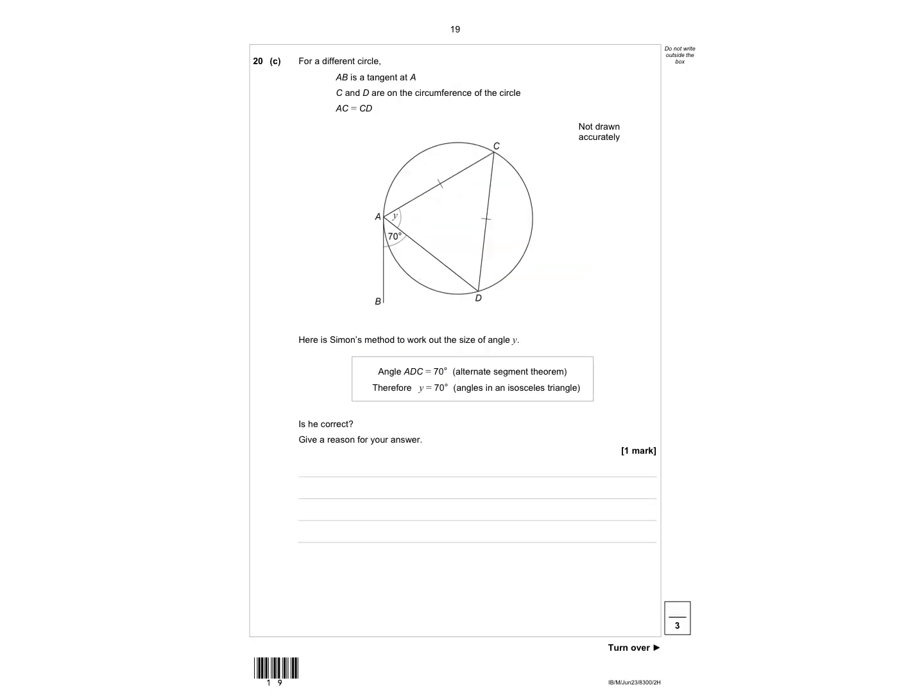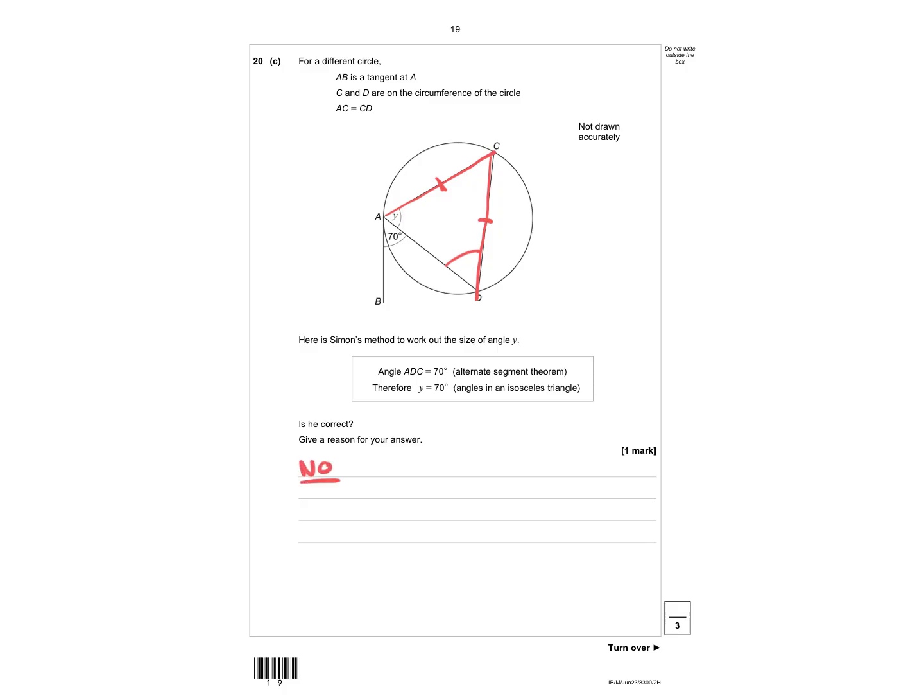Question 20, also circle theorems, part C. For a different circle, AB is a tangent at A and C and D are on the circumference of the circle. AC is equal to CD. So ACD is isosceles. Here is Simon's method to work out the size of angle Y. Simon says angle ADC is 70 because of the alternate segment theorem. Therefore, Y is 70 because angles in an isosceles triangle. Is he correct? No, he's not correct.